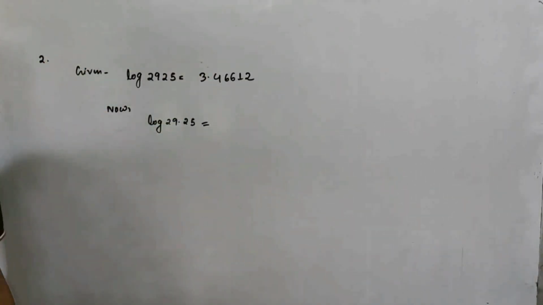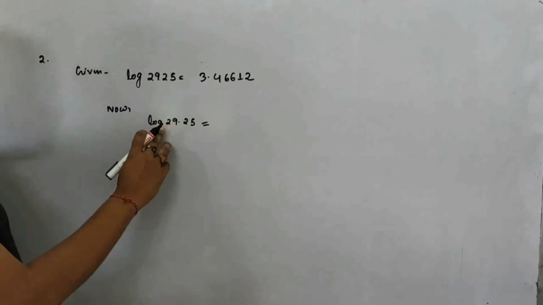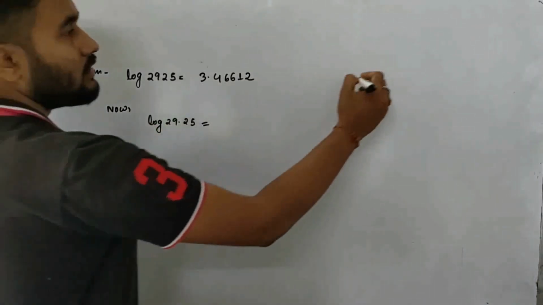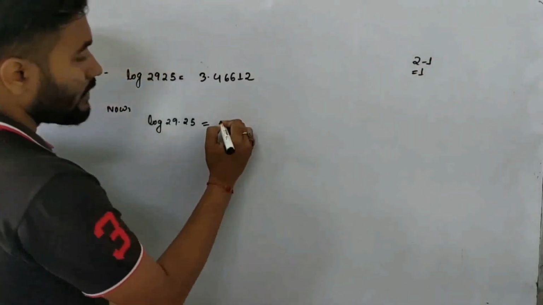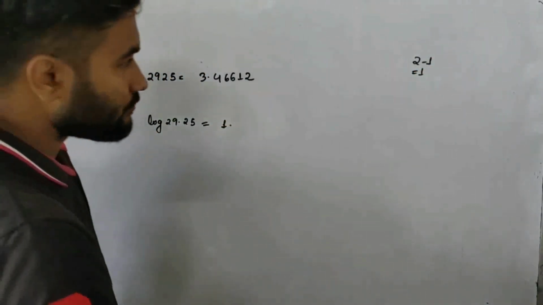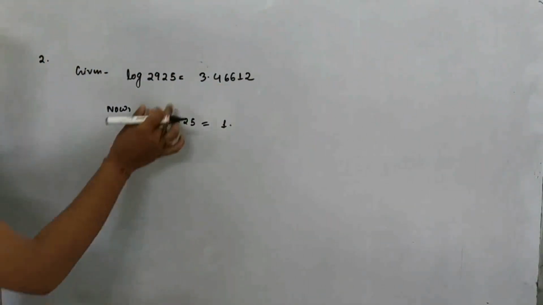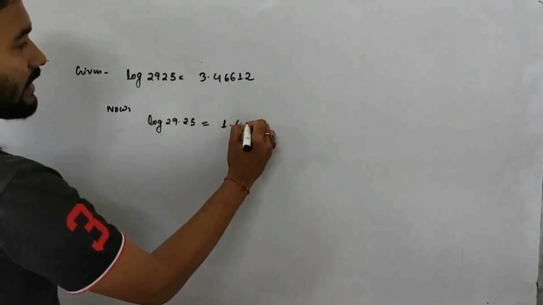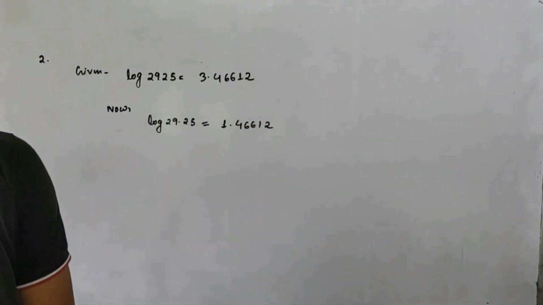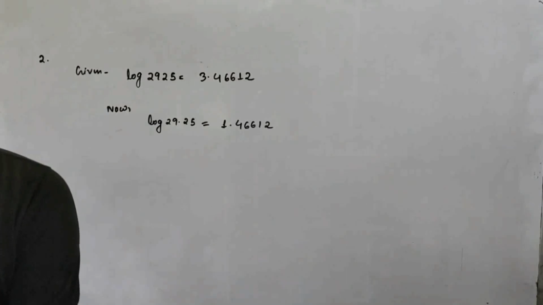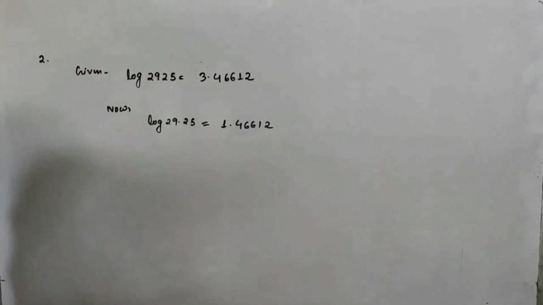So over here also we will write the characteristic. How many digits are there? 1, 2, two digits. So the characteristic will be 2 minus 1, which is 1. So we write 1 point, and the value will be the same because the digits of the number are the same. From the table you will get the same value, 46612. So your answer will be 1.46612.